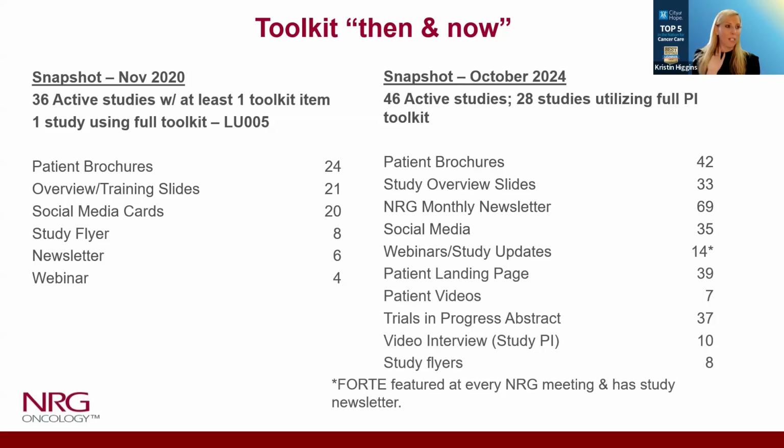And you can see what most of those toolkit items were: patient brochures, training slides, social media cards, study flyer, newsletter, and webinars. And then we have really rolled out the toolkit to all of our studies, and now we have 46 active studies and 28 studies that are using the full PI toolkit.